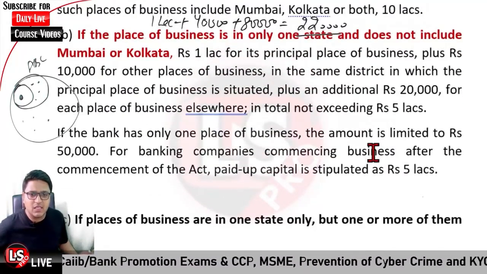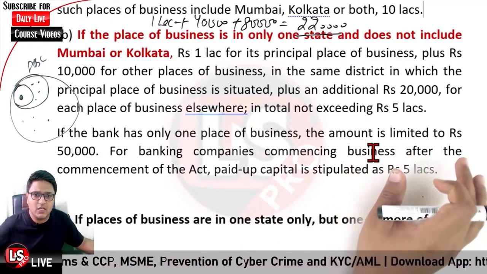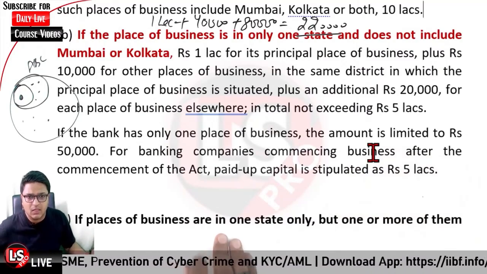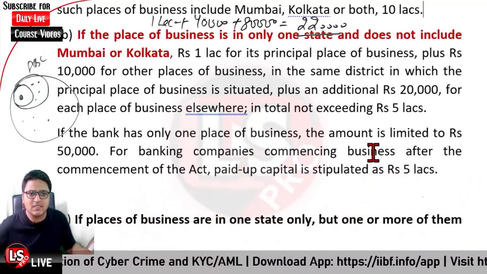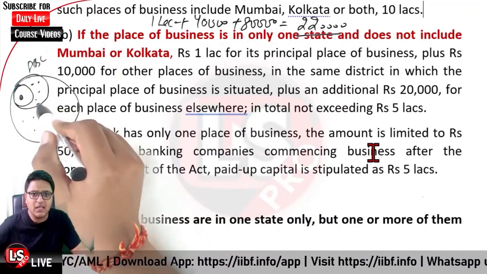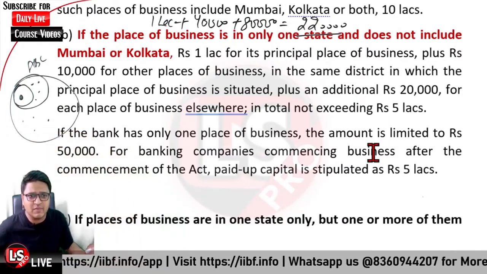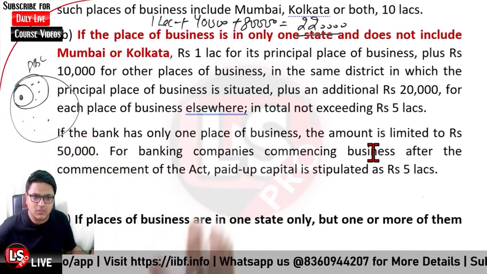Next case, it says if the bank has only one place of business, the amount is limited to 50,000. If it is only and only one place of business, that is, there are no other branches but only one place of business, then the amount is limited to 50,000.